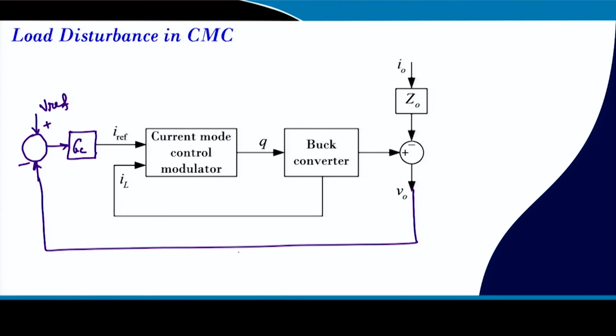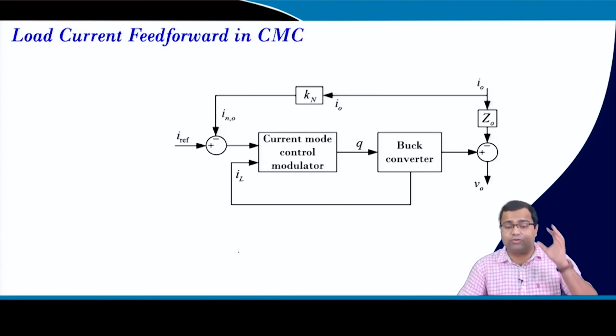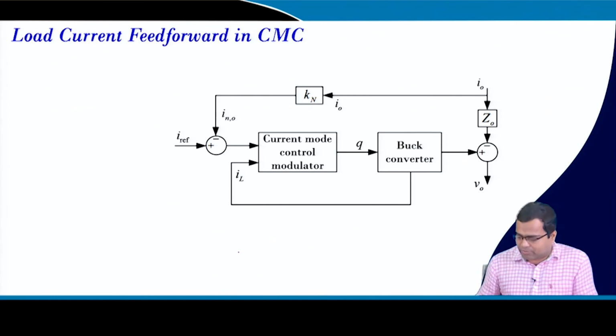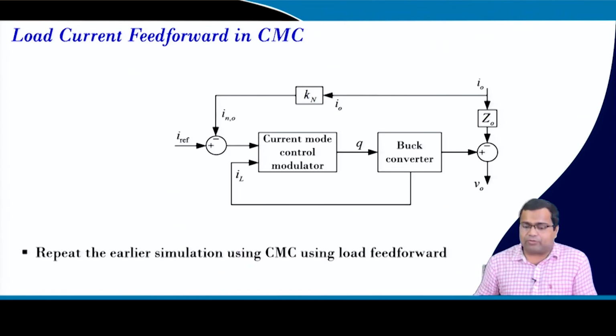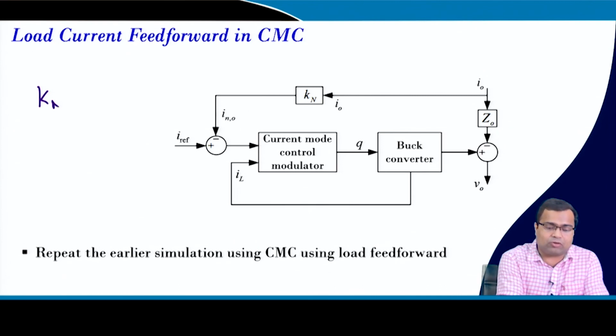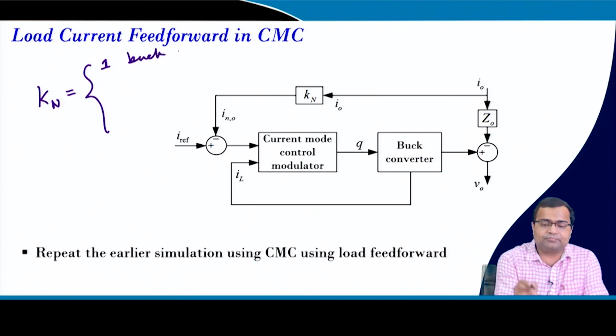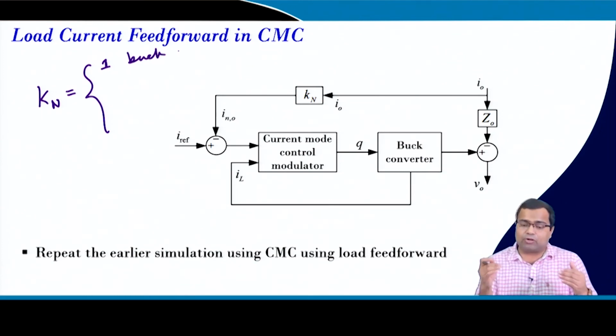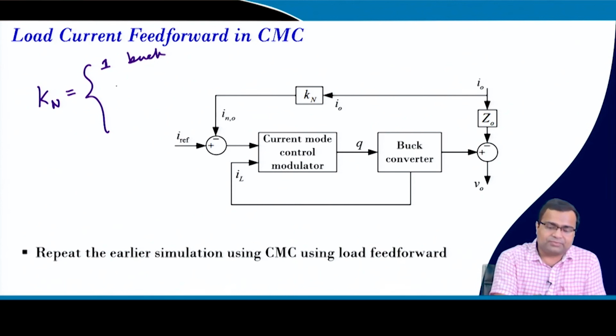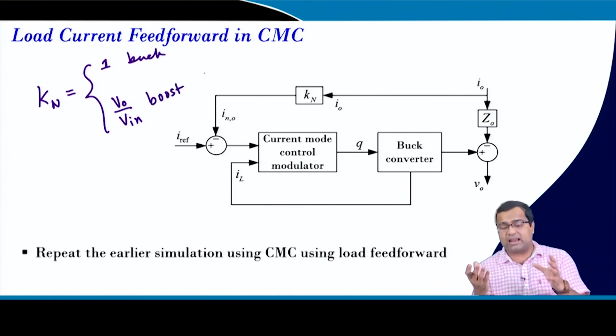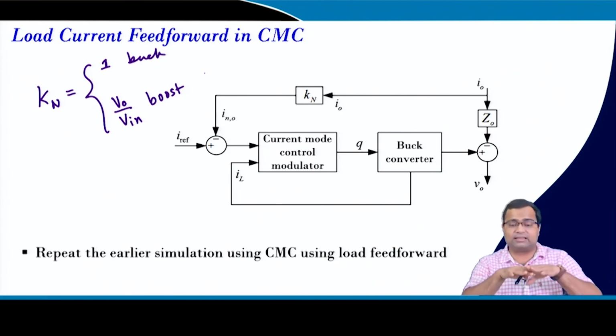Now, how to reduce this effect? You can consider a load current feed forward, okay? And this Kn is called the normalization factor, which is equal to 1 for a buck converter, because it normalizes the load current with respect to the average inductor current. For a buck converter, the average inductor current is the same as the average load current. So, it is 1. In a boost converter, it has to be V0 by V in, so that your load current can be mapped to inductor current in the normalized sense.